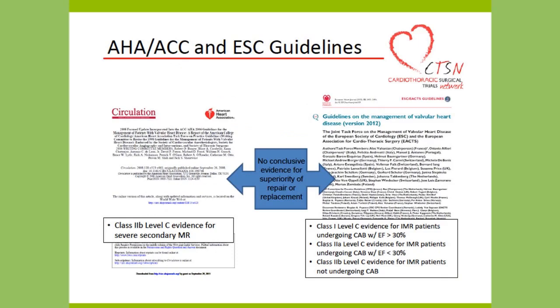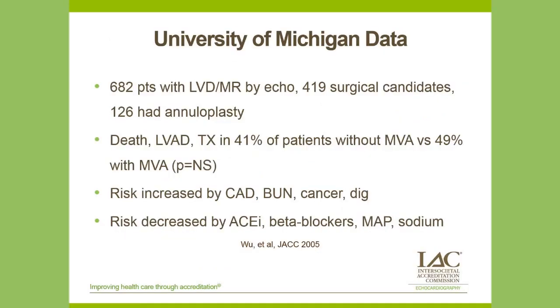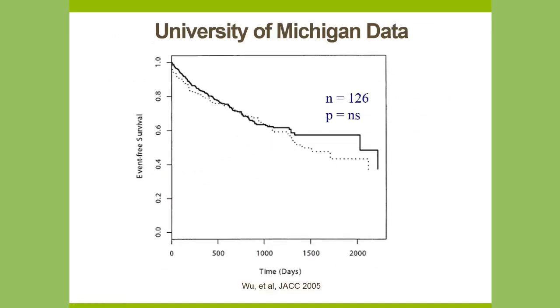So the guidelines weigh in on this, and they basically say, just focus on this blue box, there is no conclusive evidence for superiority of repair or replacement. We really don't know what to do with these patients. This is a study from the University of Michigan in 682 patients with bad LV dysfunction, and they did annuloplasty versus medical therapy, no difference in survival.